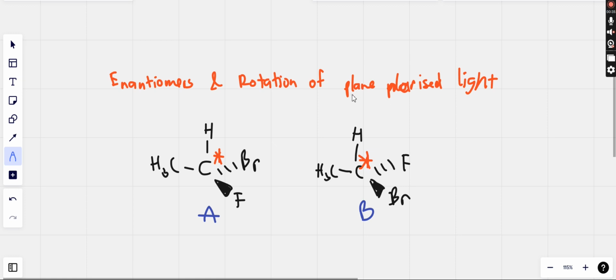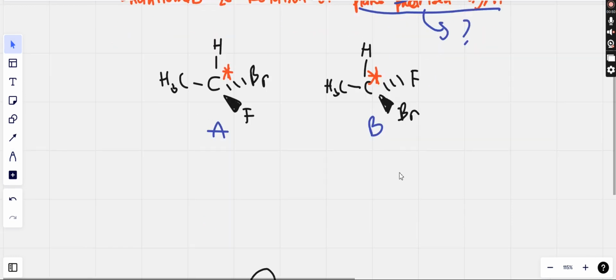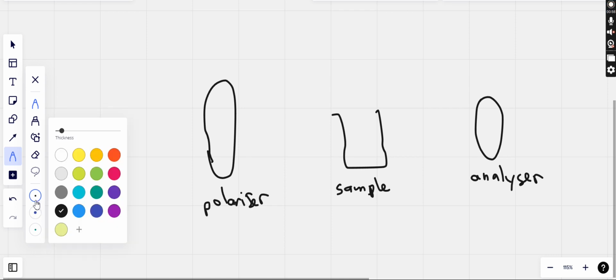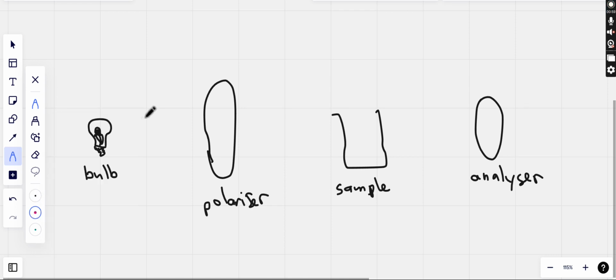So you guys may be wondering, what is plane polarized light? Okay, this is really ugly written, let me rewrite. Polarized. Okay, so I have drawn out a diagram to explain to you guys, and you don't have to know how to draw this out for your exam or anything, this is really just for illustration purposes.